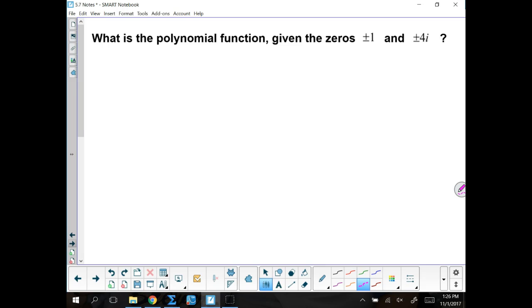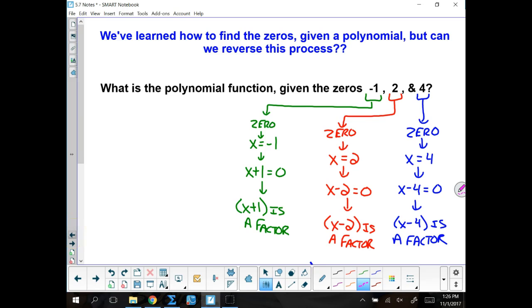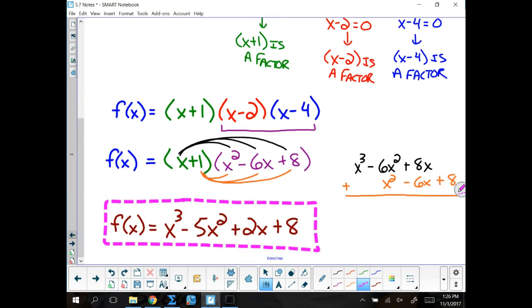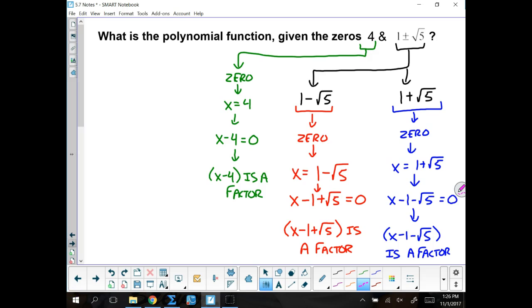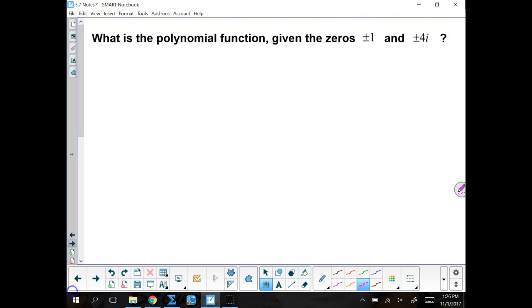How many zeros are there in this problem? 4. So in thinking about it now, let's look back here at the last two. There were 3 zeros there. What was my degree in the end? 3. There were how many zeros here? 3. What was the degree in the end? 3. There's how many zeros here now? 4. So it's going to be an x to the 4th one at the end.